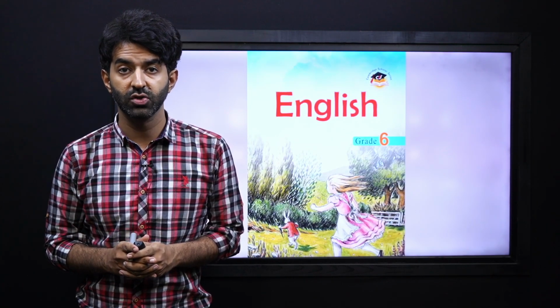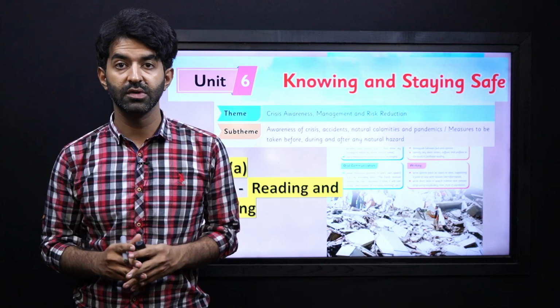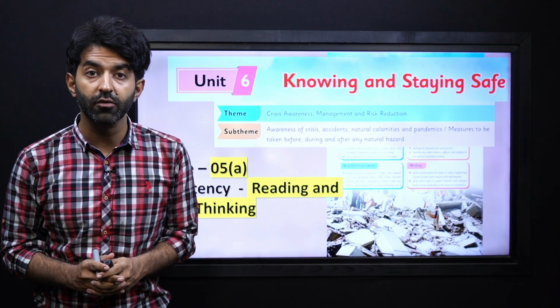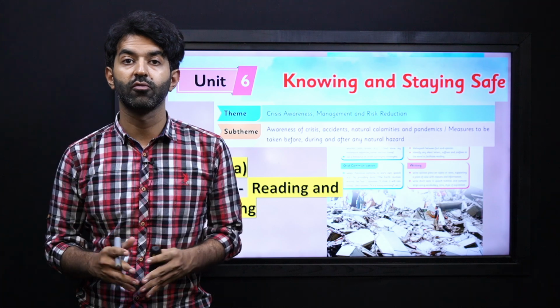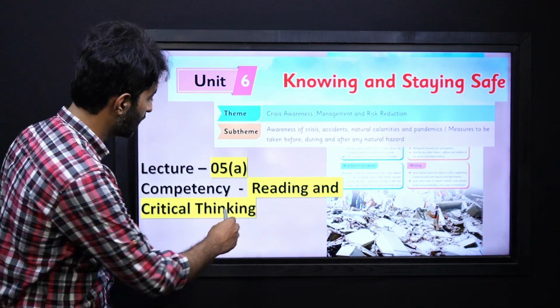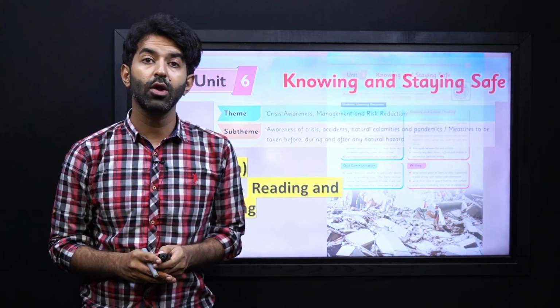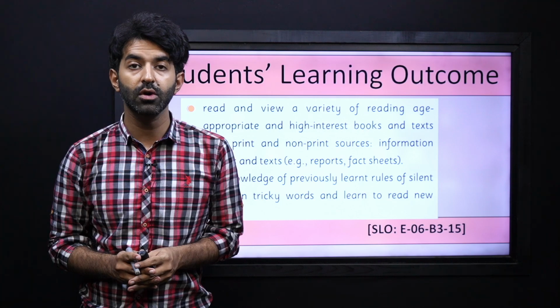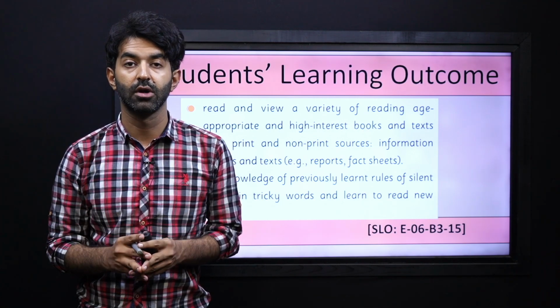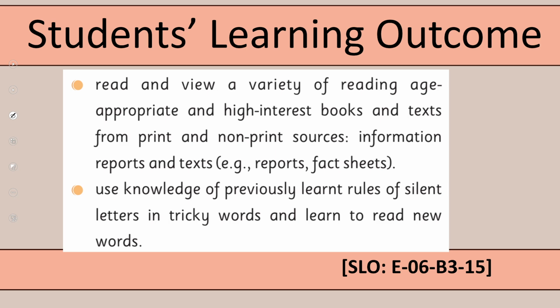Let's start our lesson for today for English 6. We are on unit number 6, as you know, and we are going to cover the students' learning outcome from reading and critical thinking. This is our lecture number 5A, and now let's read our students' learning outcome and see how we can achieve it. So be very ready for this.